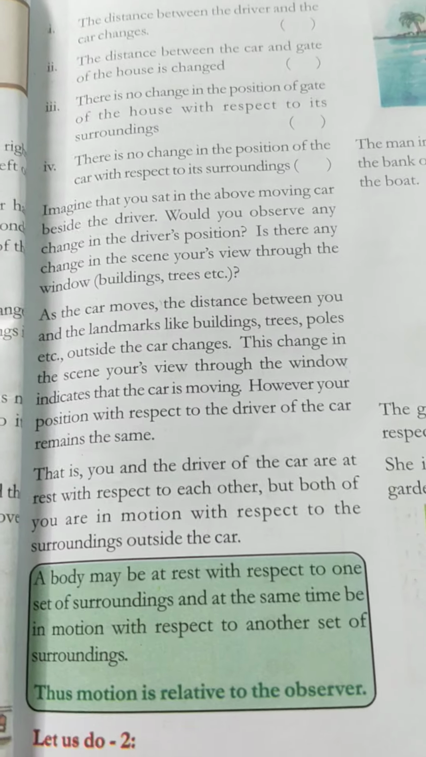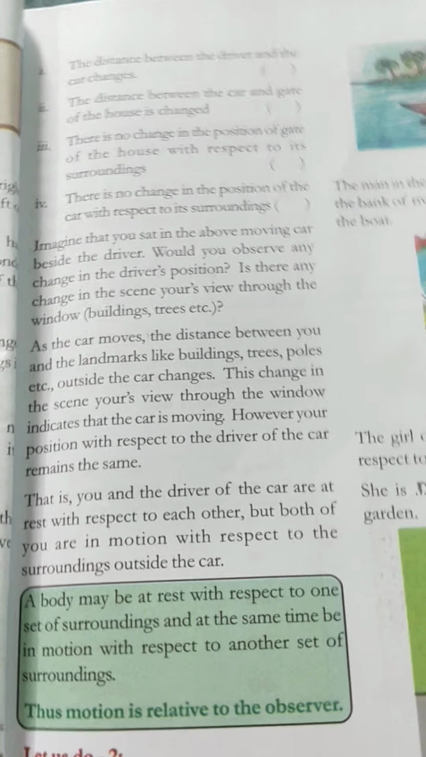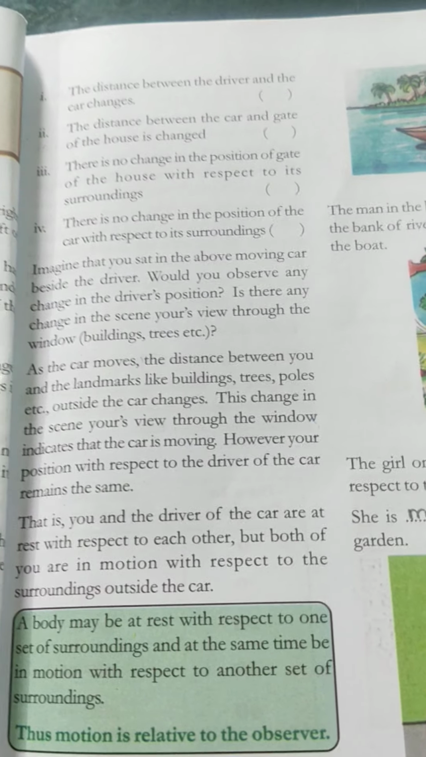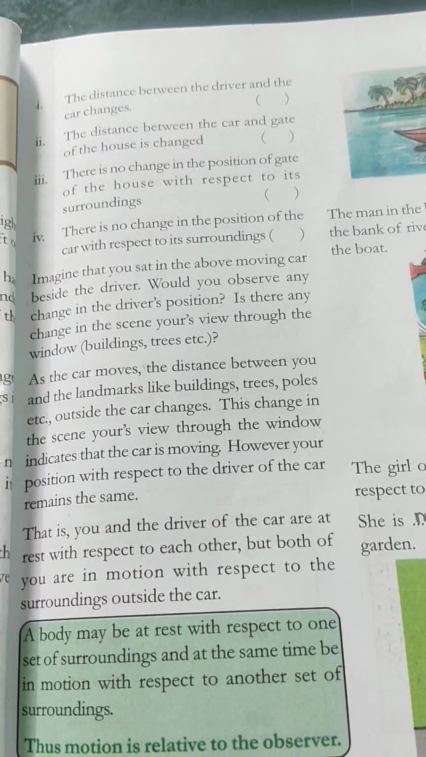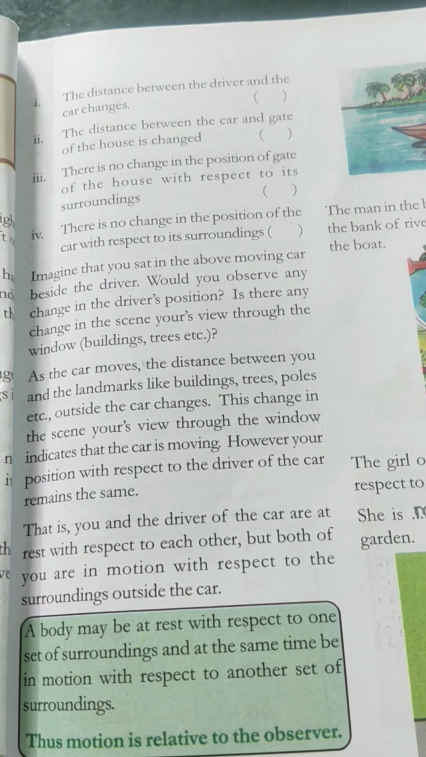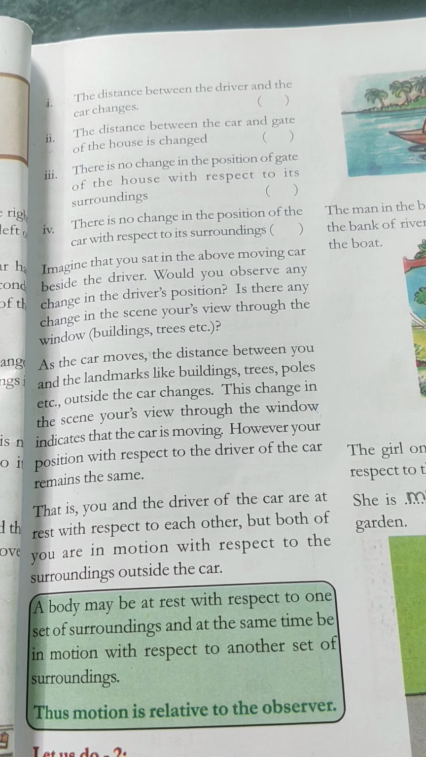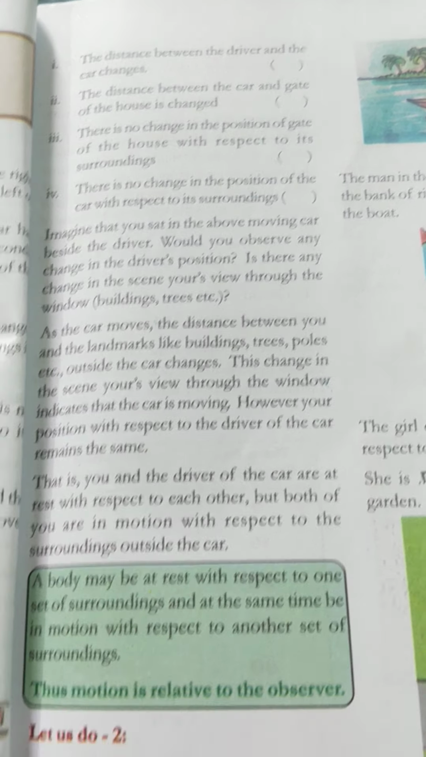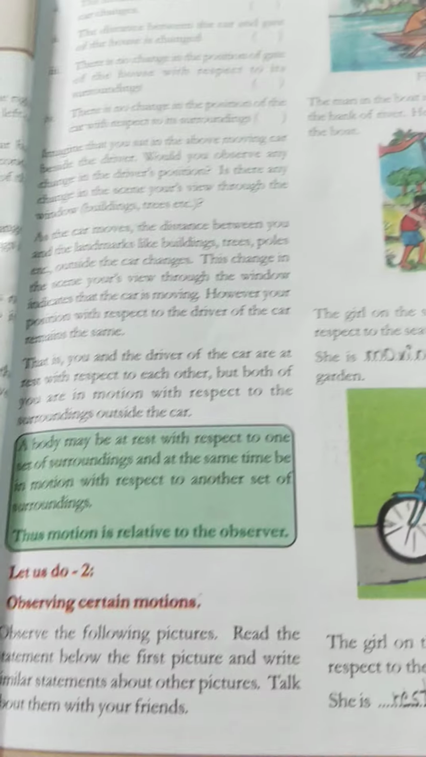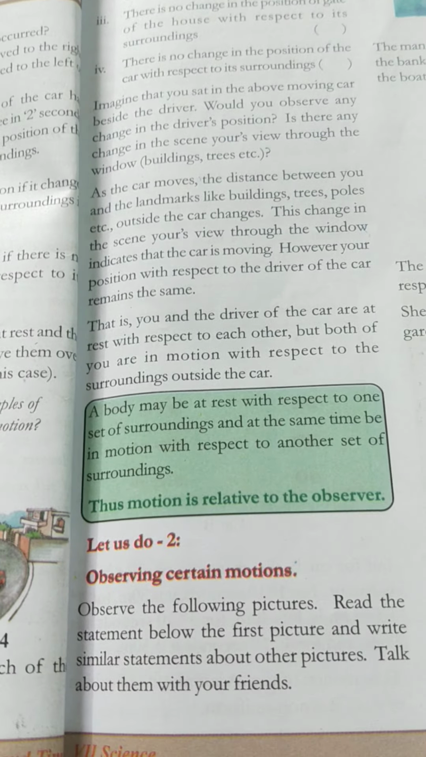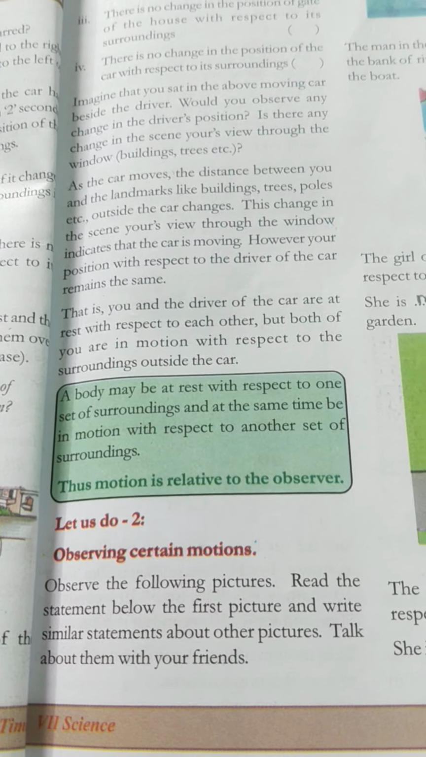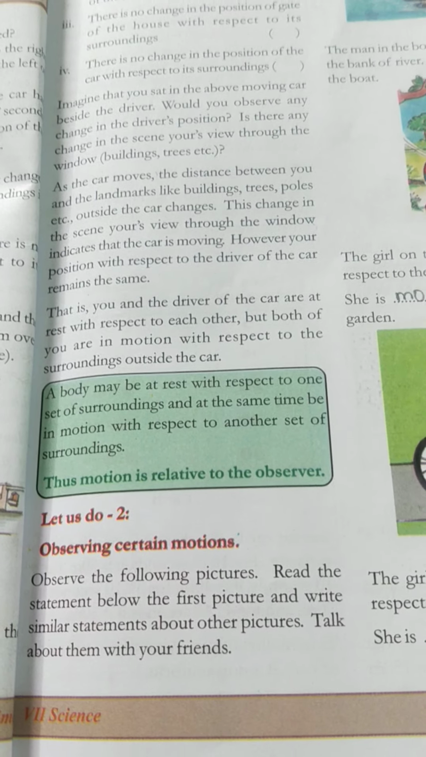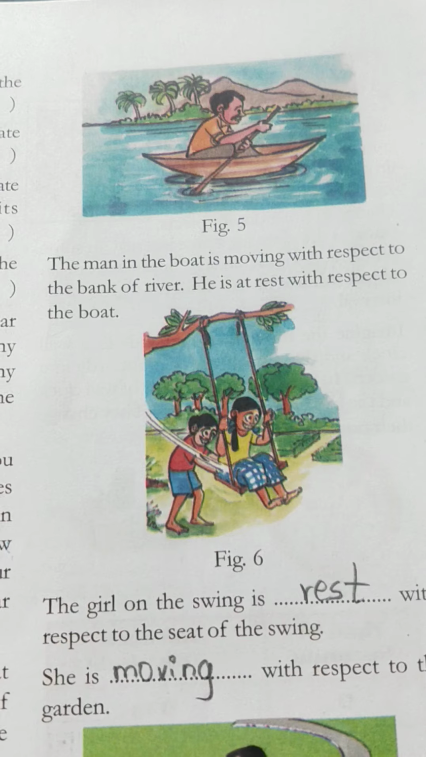And here I said that a body may be at rest with respect to one set of surroundings, and at the same time in motion with respect to another set of surroundings. Thus, the motion is relative to the observer. According to how we observe, we can see the object observing certain motions. Now let us see the different pictures here.